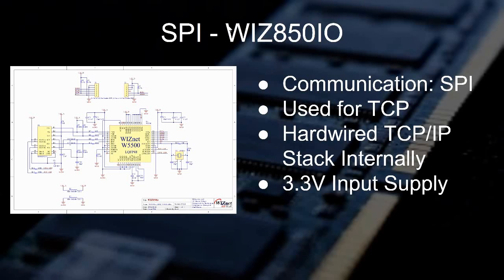The Wiz850IO uses a W5500 chip, which is a hardwired TCP/IP stack internally, which means that we don't have to write all of the TCP/IP stack ourselves in software, which saves us a lot of time. This device also has interrupt capability, which can notify us when a message has been received, so that we don't have to poll for messages, but rather we can just get an interrupt notification that we need to check for messages. This device runs on 3.3 volt input, and logic for the SPI is 3.3 volts.